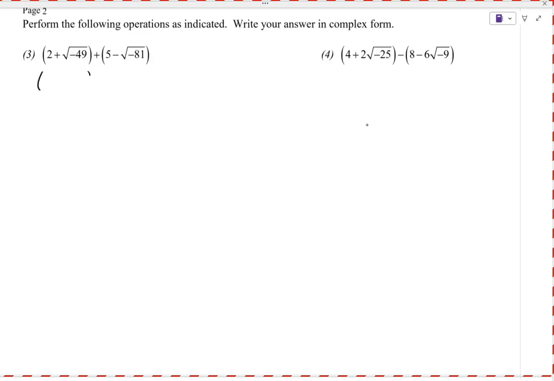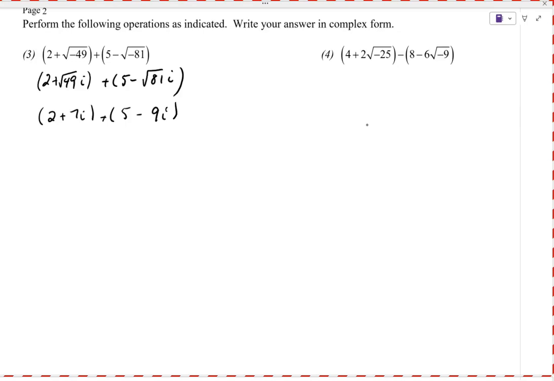So the first one becomes what? Good. 2 plus root 49 i, and the second one becomes the root 81 times i, right? Do that first. Every single time, do it first. And now let's simplify the radicals. Square root of 49 is 7, and square root of 81 is 9. Good.